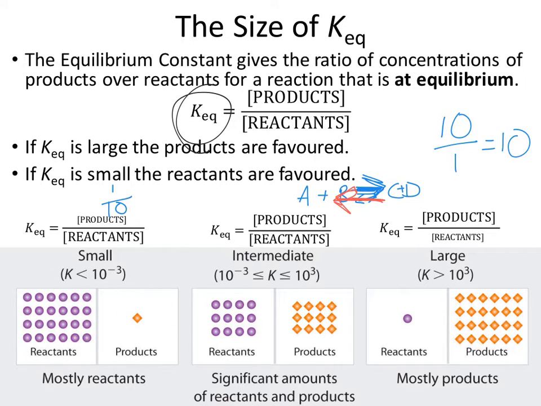Now, if KEQ is equal to 1, that means that the concentrations of our products and reactants are the same, and so at equilibrium, there's no difference. Their relative abundance is basically the same.